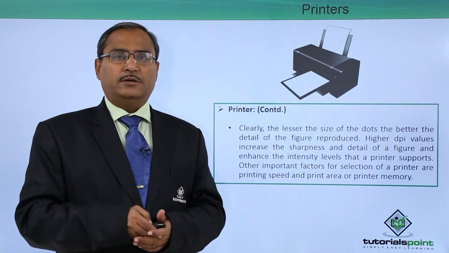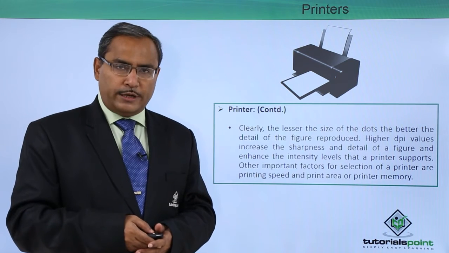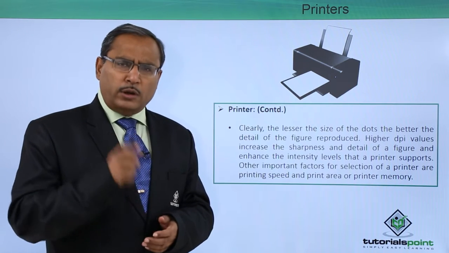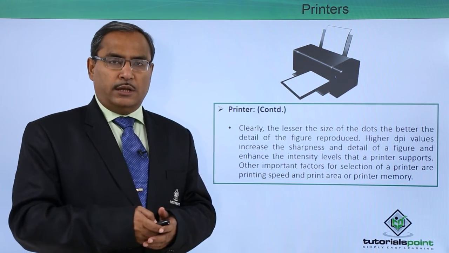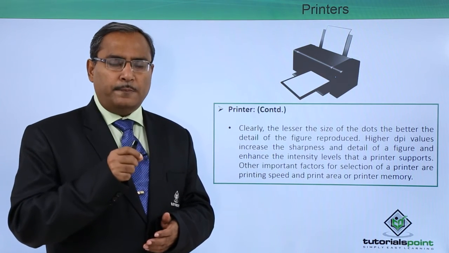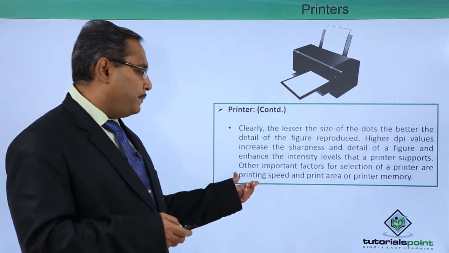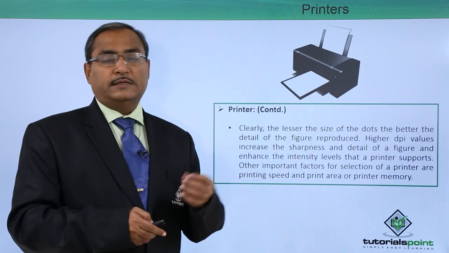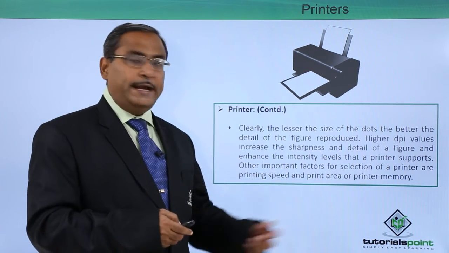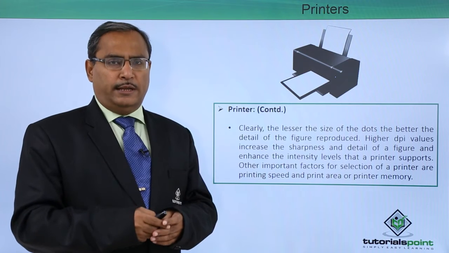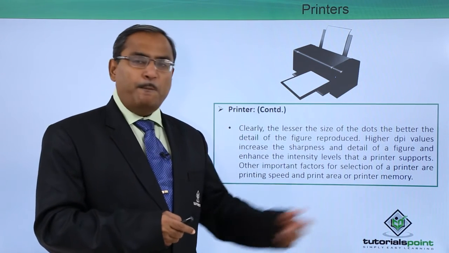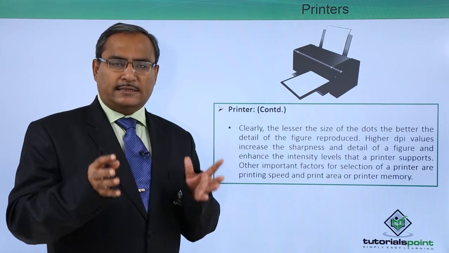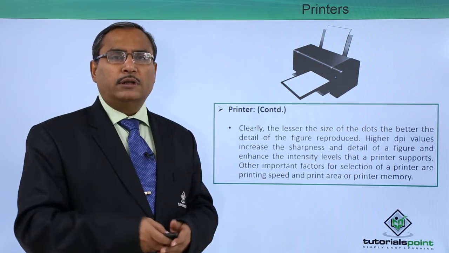So if we have a printer with a higher DPI, that means the printing quality will be better, and that printing can be used for multiple different purposes. But not only the DPI, there are many other features which will decide the gradation of the printer. One is printing speed, that means how many printed pages we get, say, per minute. We have the print area, that is, the maximum size of paper it can handle. We have the printer memory. If the printer memory is large, it can accept a huge amount of data from the computer for printing.